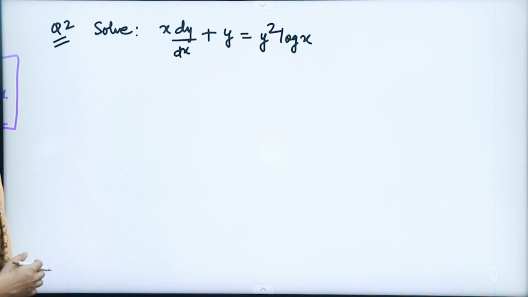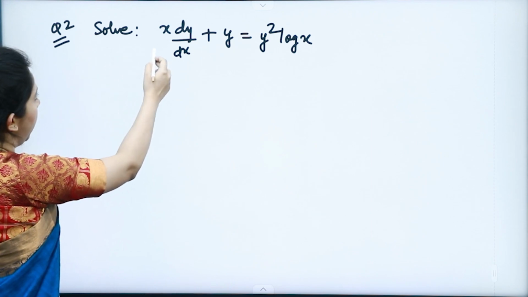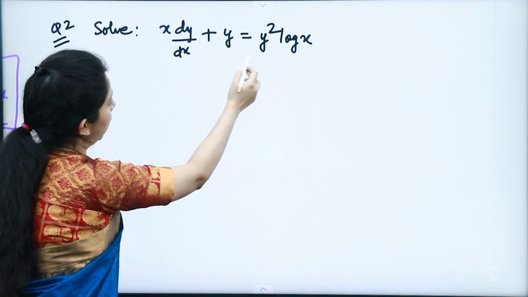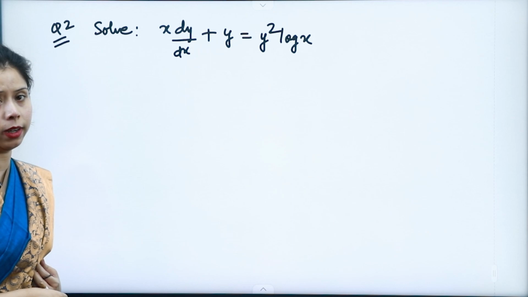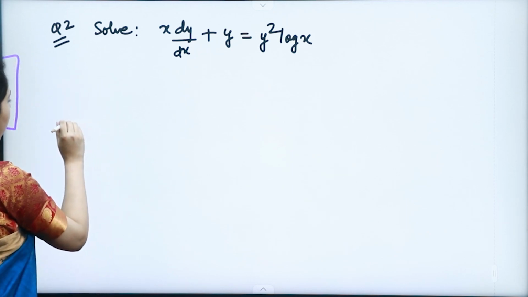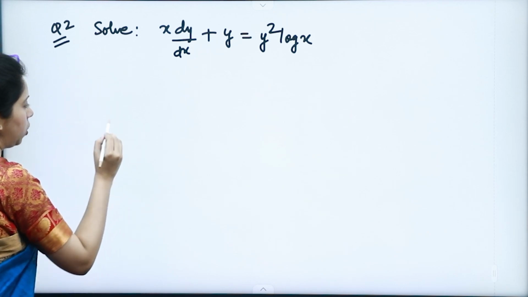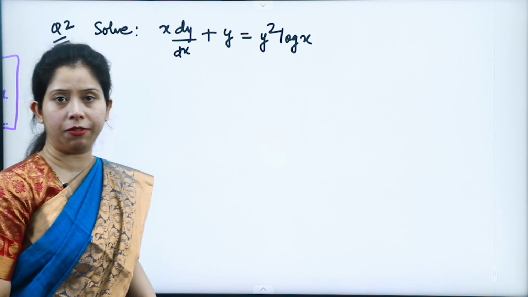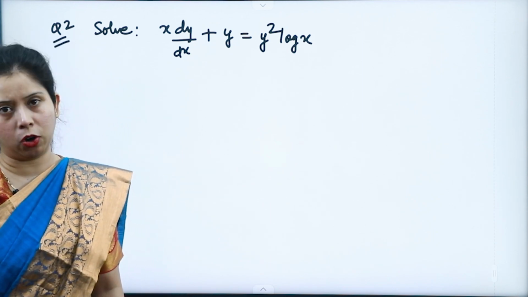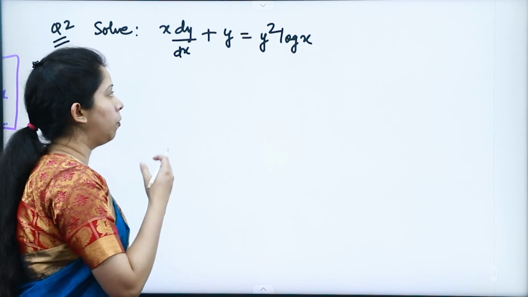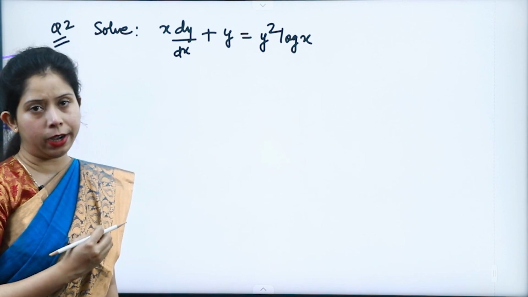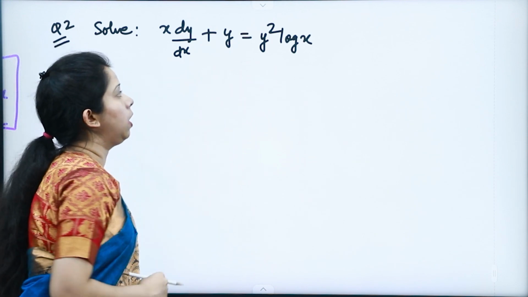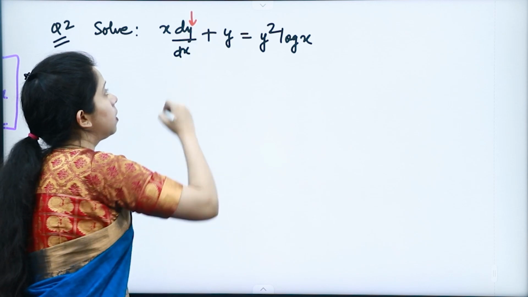So now the second question is, you have to solve x dy by dx plus y is equal to y square log x. Now here first you will have to check whether the given differential equation can be solved by the linear differential equation method or by the Bernoulli's differential equation method. So for that you will have to check the dependent variable. In this differential equation, the dependent variable is y.